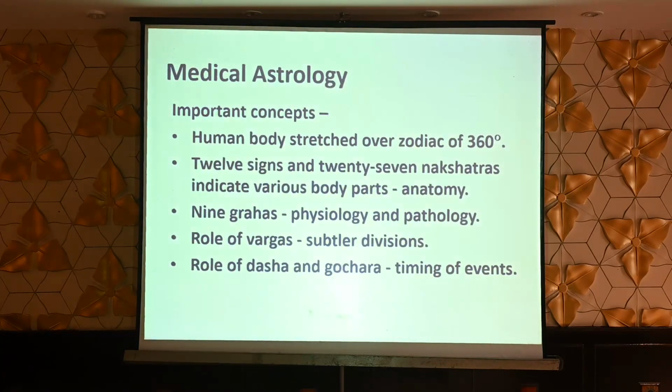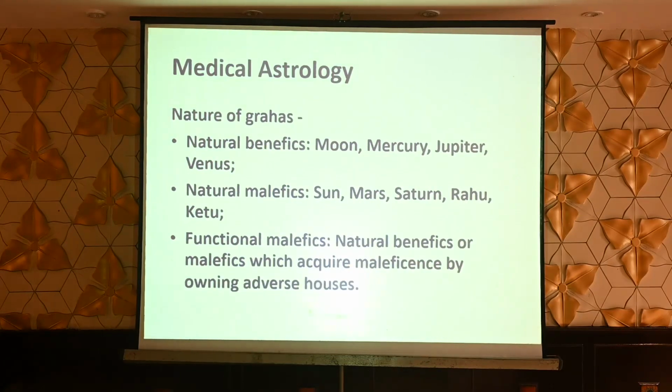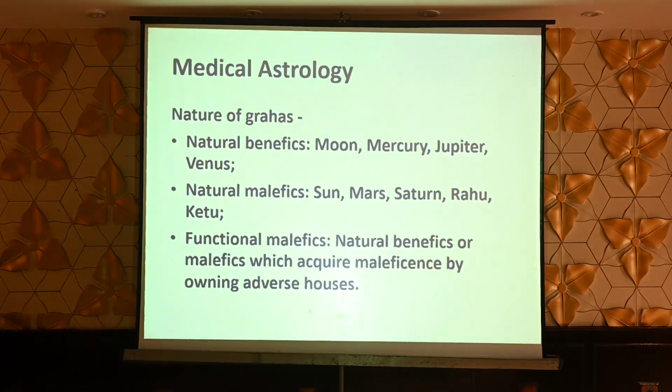Human body is stretched over the zodiac of 360 degrees, 12 signs and 27 nakshatras indicate various body parts, that is anatomy. Rahu and Ketu are natural malefics, and functional malefics are natural benefics which acquire maleficence by owning adverse houses. So lordship of the houses makes them good and bad, and that is how these grahas are subservient to the sign that rises in the horoscope, the sign which is the first house in the horoscope.